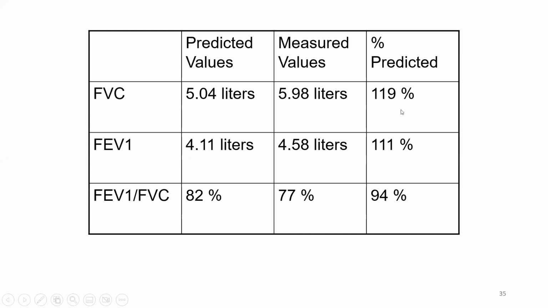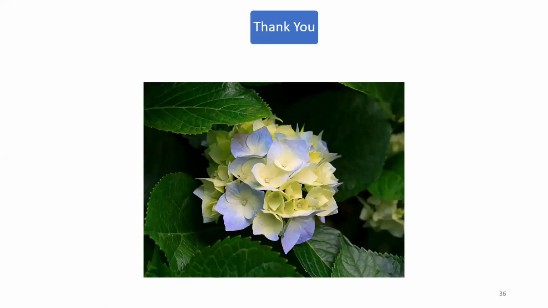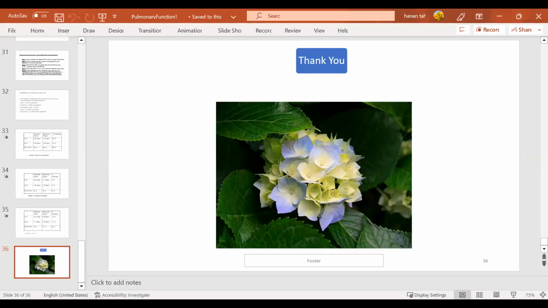Here, the FVC is 119, FEV1 111, and the ratio is 94. This is a normal person. This is a brief overview about interpretation of pulmonary function tests.